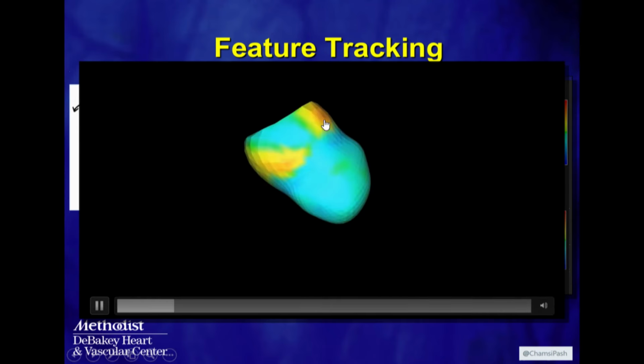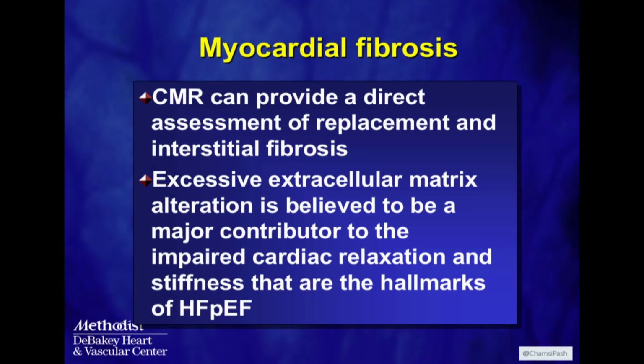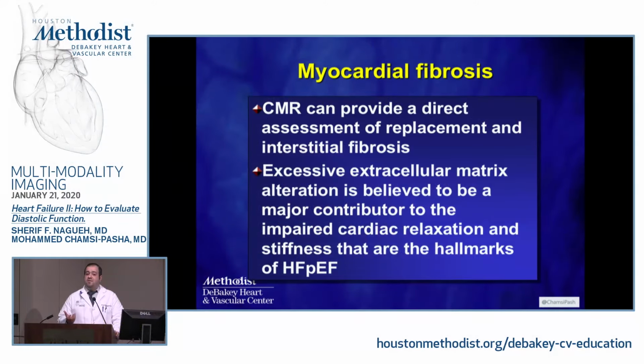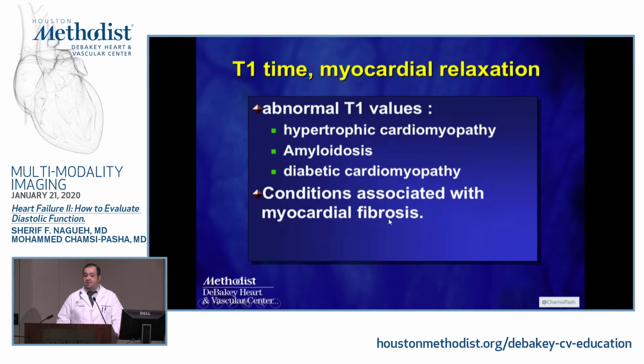Now, the one thing where MRI really stands out is the ability to non-invasively get an accurate assessment of replacement and interstitial fibrosis. And as we all know, the holy grail of diastolic dysfunction and heart failure with preserved ejection fraction is increased myocardial stiffness, which leads to impaired relaxation. We now have more and more literature showing that excessive extracellular matrix seems to be a major contributor to stiffness of the myocardium.